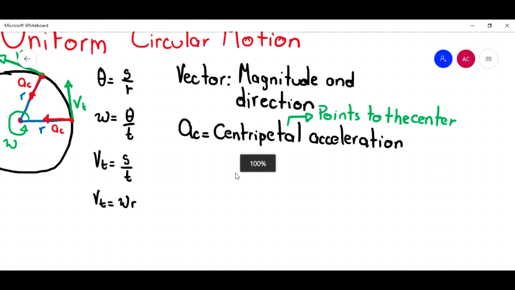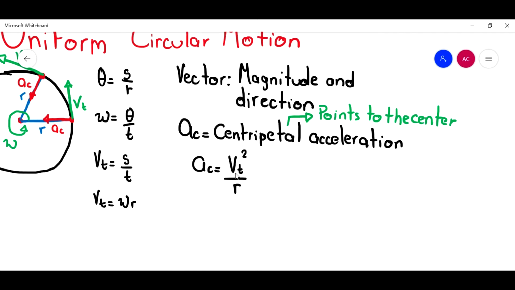Okay, so what is the equation for centripetal acceleration? Okay, so the equation is going to be tangential velocity raised to the square over the radius. Okay, that is the equation.